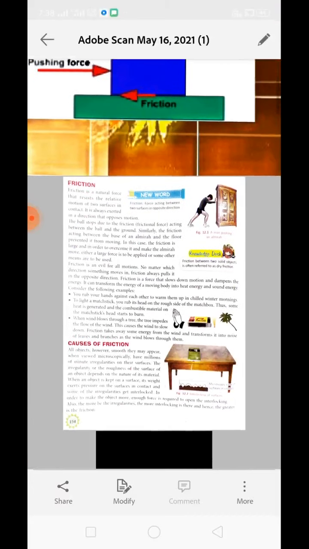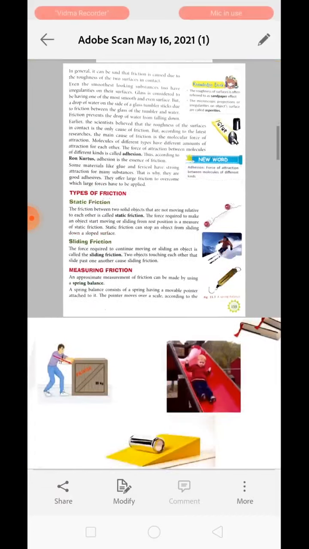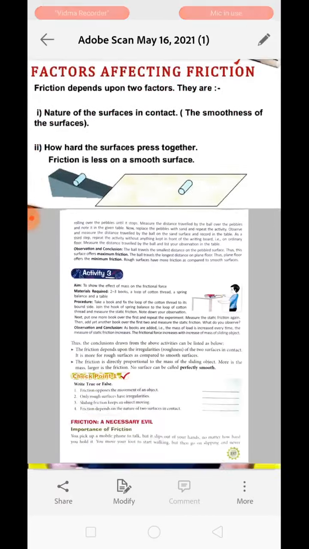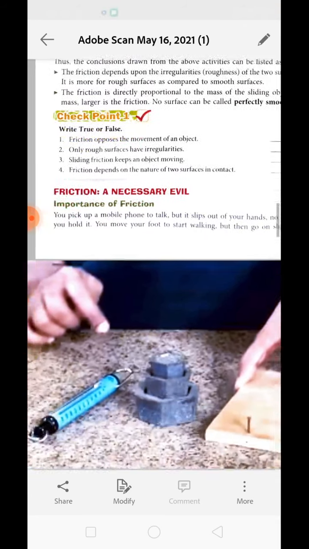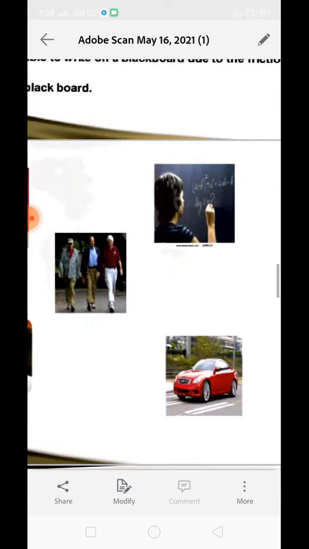The first one is checkpoint 1. See where it is given, true or false. Friction opposes the movement of an object. It is true. Second question, only rough surfaces have irregularities. No, it is false. Third, sliding friction keeps an object moving. Yes, it is true. Fourth question, friction depends upon the nature of two surfaces in contact. Yes, it is true as well. Now see checkpoint 2.